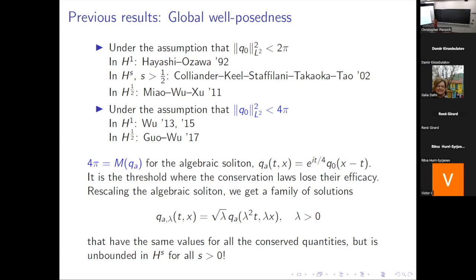So if I take this algebraic soliton and I rescale it using that scaling symmetry that we saw before, I get a family of solutions. All of these solutions, of course, have the same L2 norm, right? Because we saw that scaling preserves the L2 norm. They also have the same values for all of their conserved quantities. But then if I look at the H^s norms for s greater than 0, they're all unbounded. Okay. So there is no way that I can just use the conserved quantities to control H^s norms. This whole family is exactly the same for the conservation laws, but for the H^s norms, it is not at all.